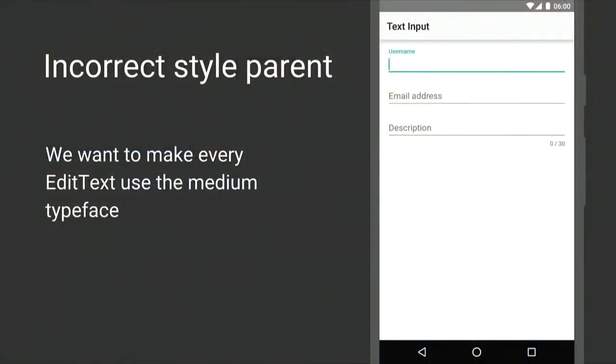So it's easier if we go through an example and show you what this can actually do. So here we have an EditText. Well, we have multiple EditTexts. And what we want to do, we want to make every EditText have a different font, the medium font, but it could be anything.